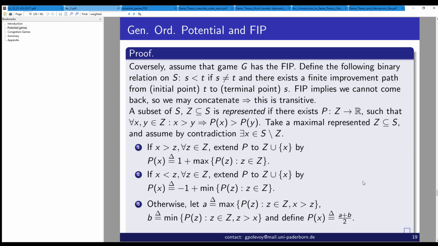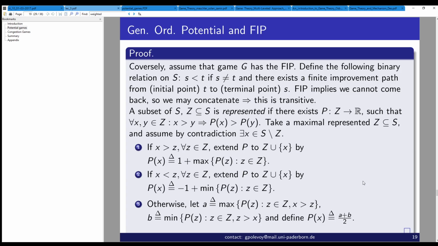Okay, so let us continue here. Now there are three cases, in all of which we arrive at a contradiction. If this not represented profile X is larger than all the profiles in the set Z of represented profiles, then we can extend the function P from Z to Z united with X, when we add X, by making P larger than the maximum value of P on the set Z. Remember that we assume that the game is finite, so everything is finite. We can just look at the maximum of P on the set Z, and then X is larger than everyone, so we define its P as larger than everything. And it's going to be fine. It contradicts the assumption that Z is maximal. It means that we can actually extend Z in a way in which it will be represented.